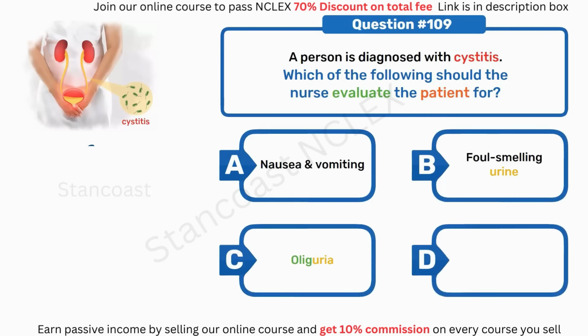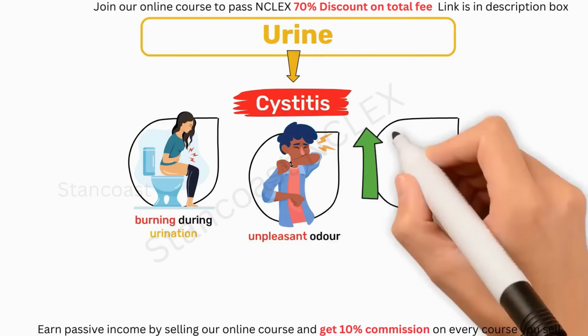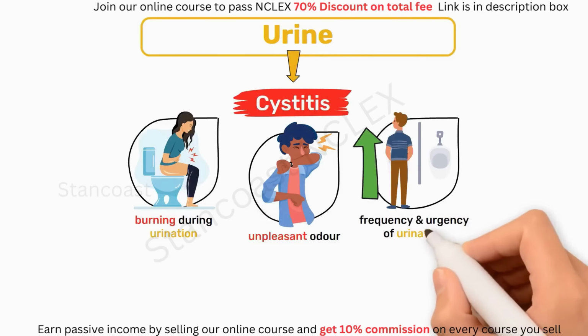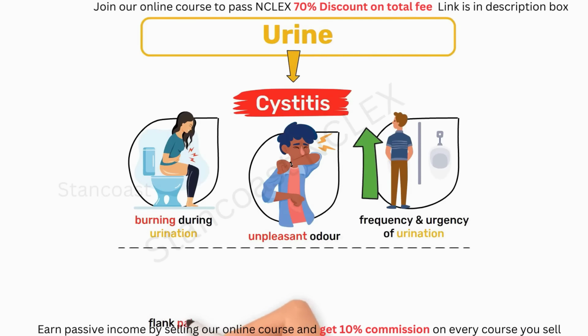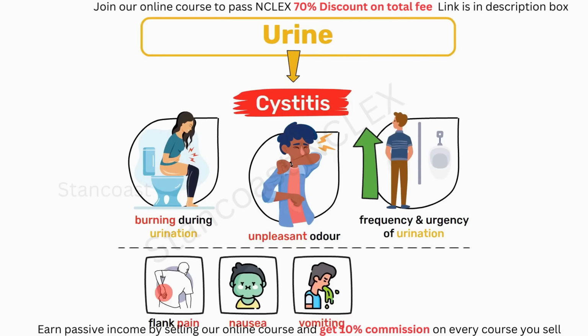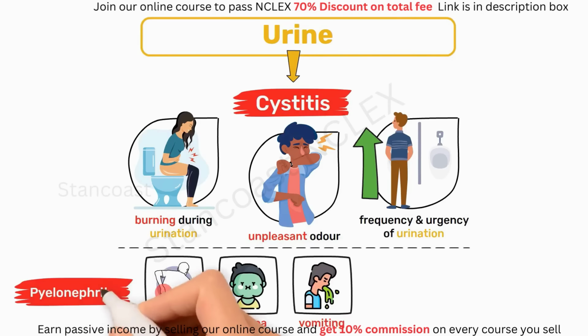Accompanying signs might be burning during urination and increased frequency and urgency of urination. Symptoms such as flank pain, nausea, and vomiting are more associated with pyelonephritis.